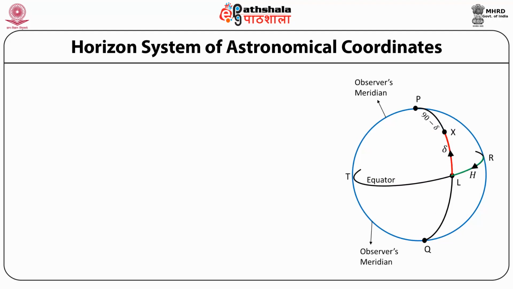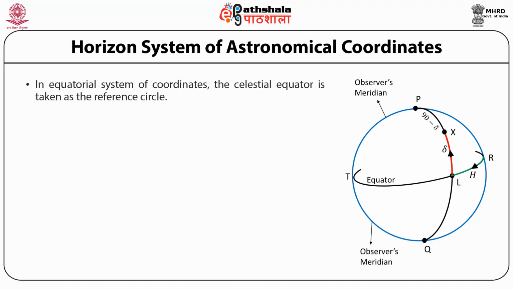So now here we will find out the two essential things, which are the fundamental great circle and the reference point. In the equatorial coordinate system, the fundamental great circle is the celestial equator and the reference point is point R as shown in the picture. The reference point R is the intersection of the observer's meridian ERQT and the celestial equator.